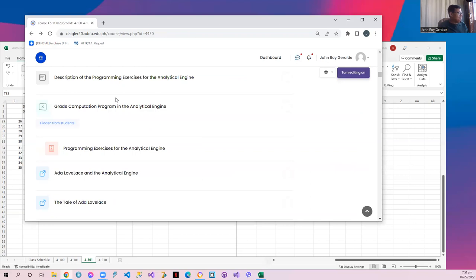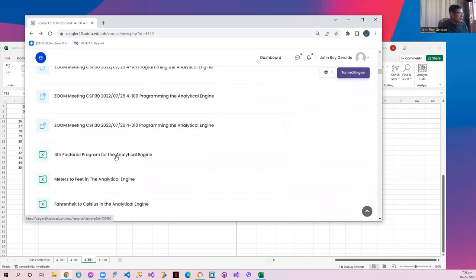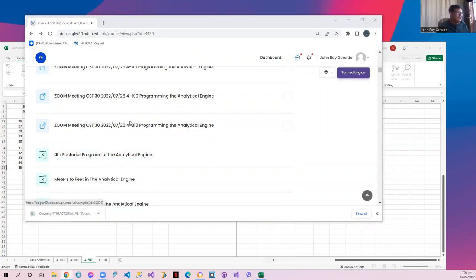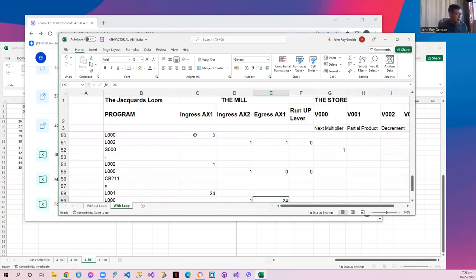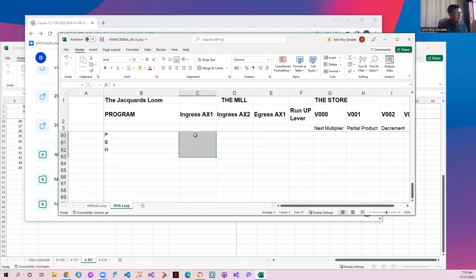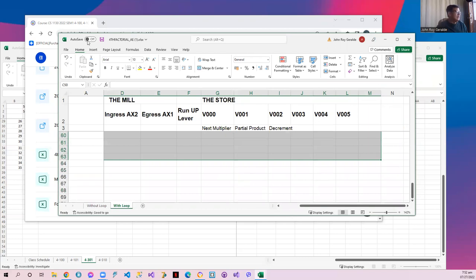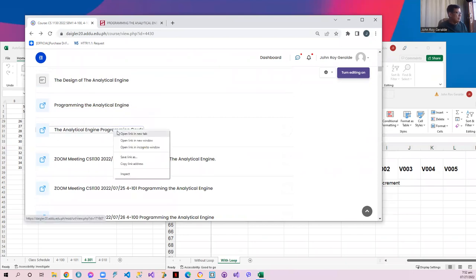Now I have done some update on the fourth factorial program of the analytical engine. This is the thing that we haven't finished last meeting. We have discussed the with loop program and the without loop, and now we are going to discuss the without loop. I've copied this from the original source, from Stanford University. It's from these two. Actually, they're the same.